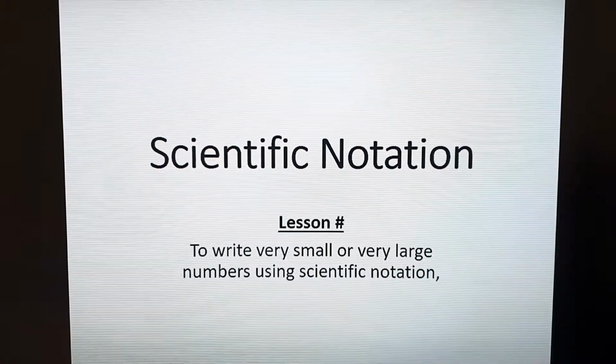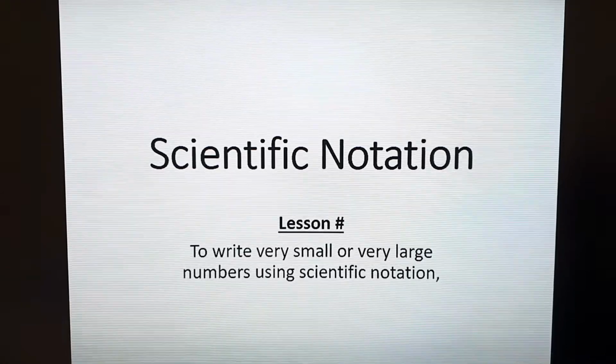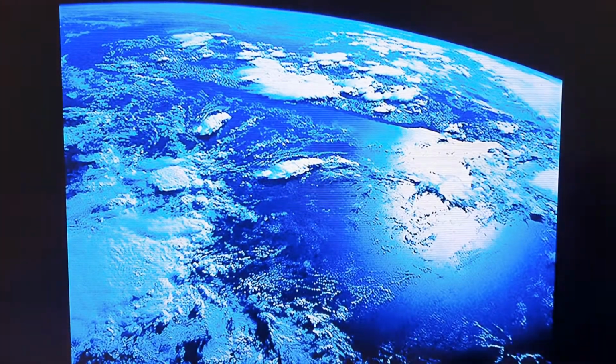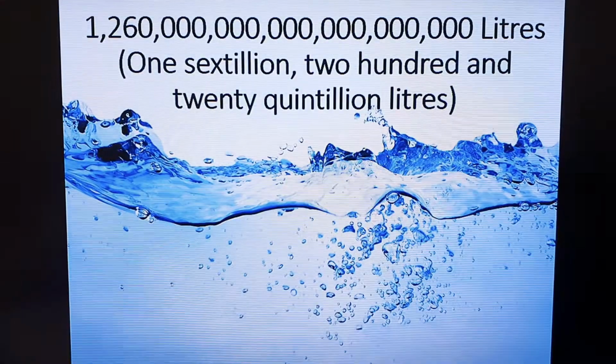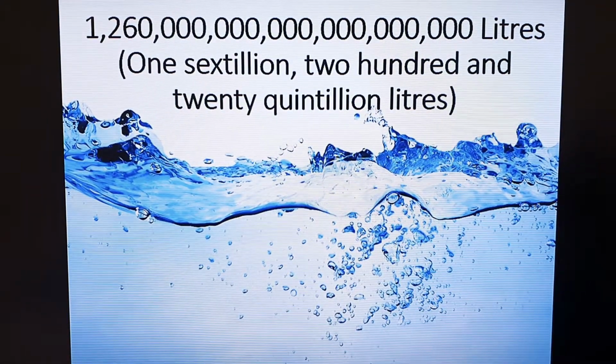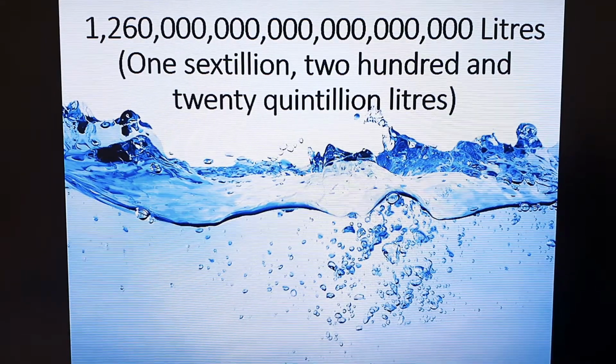So in this lesson we're going to focus on scientific notation. Now, why is it that scientific notation is necessary? If you think of how many liters of water there are on Earth, the number is actually quite huge. In fact, it's this figure right here. And if you wanted to pronounce it, it's 1 sextillion, 220 quintillion liters. And as you can see there, that's a lot of zeros.